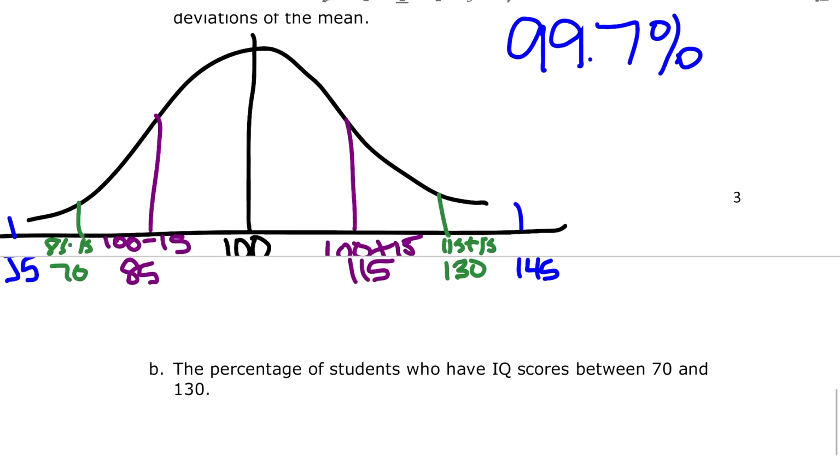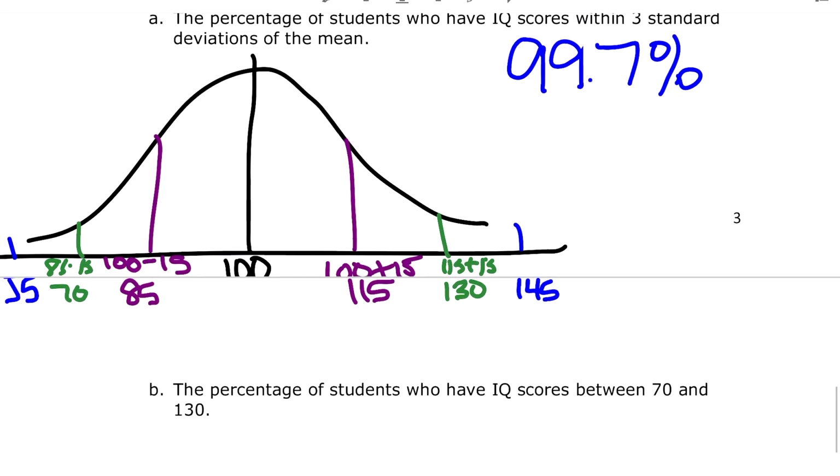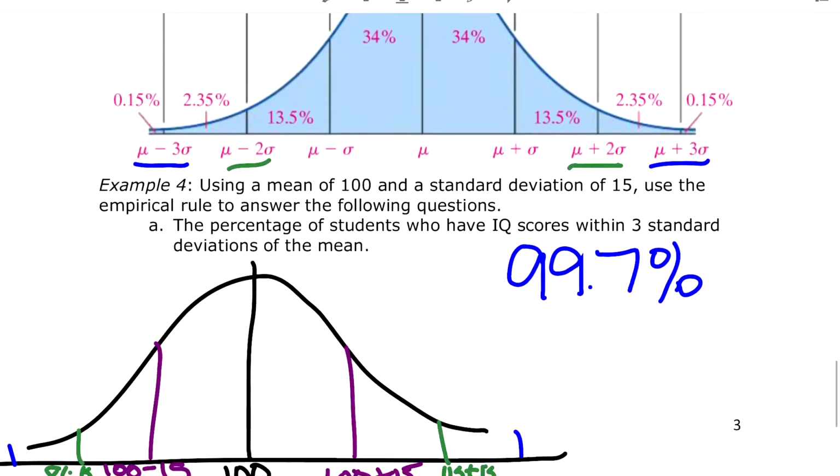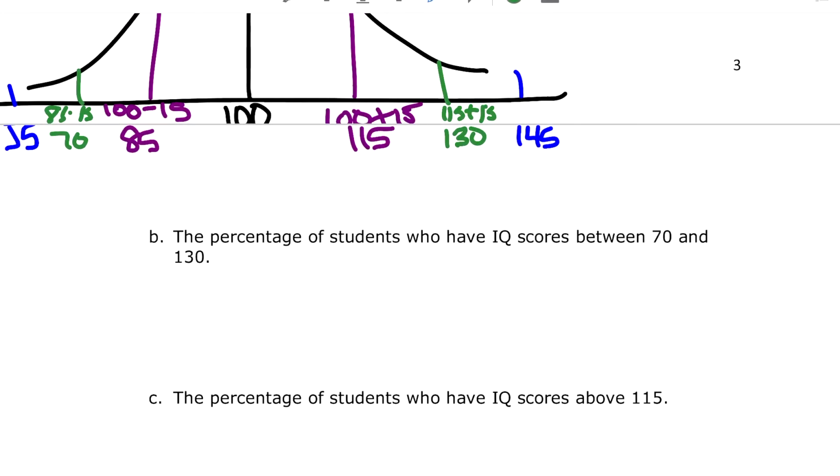Moving down, the next question asks for the percentage of students who have an IQ score between 70 and 130. Now I do need the chart that I've drawn. So I have 70 to 130. Well, 70 is 2 standard deviations below the mean, and 130 is 2 standard deviations above the mean. So from 2 below to 2 above, that is 95% of my data. So I'm going to come in here and say 95%.